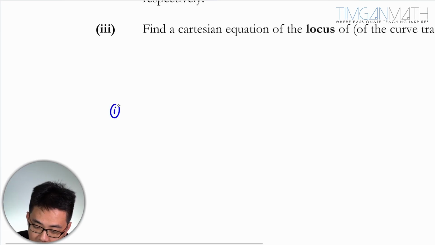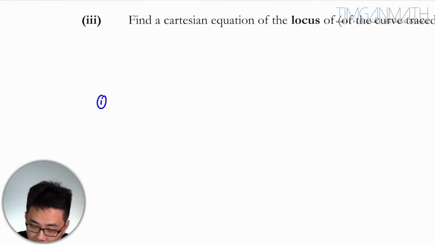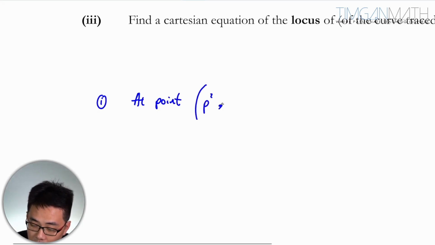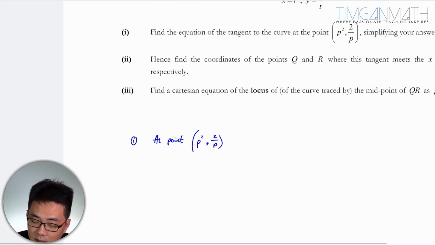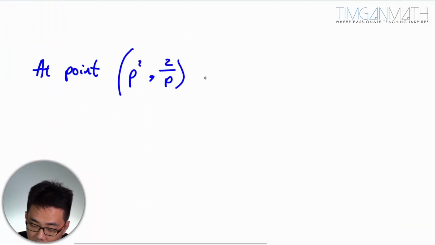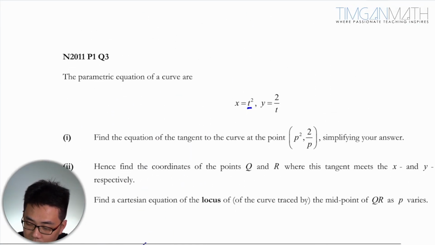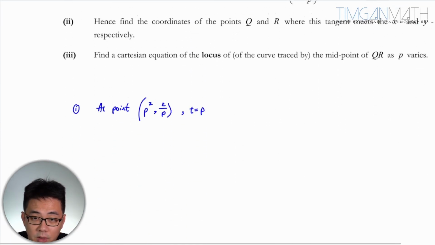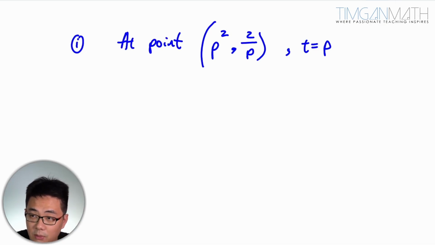The first part, what we need to find is dy/dx. At the point (p squared, 2/p), the parameter is actually p, so t equals p. This is important. When t equals p, you get this point here. To find the equation of the tangent, what we need is dy/dx.